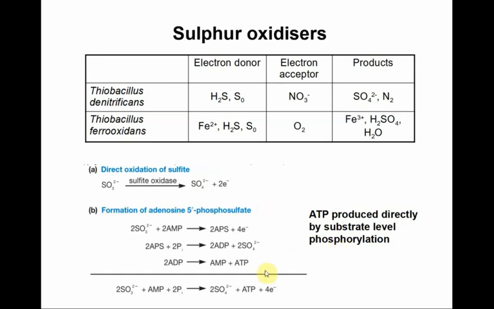The other thing that's interesting, especially for anaerobes, is that you can produce ATP directly by a series of reactions that switches around sulfate for phosphate on an adenosine monophosphate molecule. So you can get ATP produced directly by this oxidative sulfur metabolism.